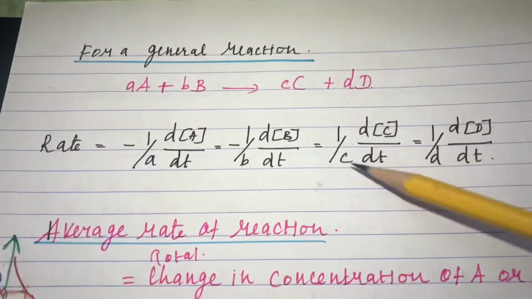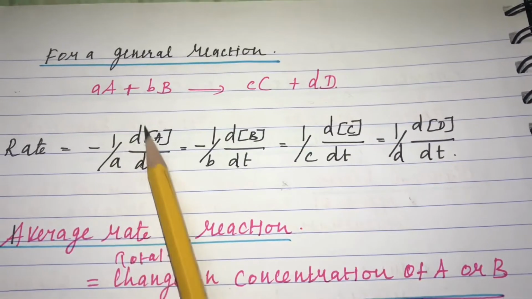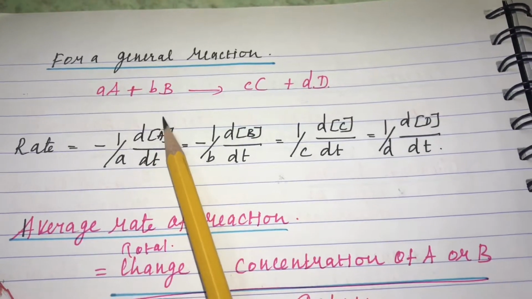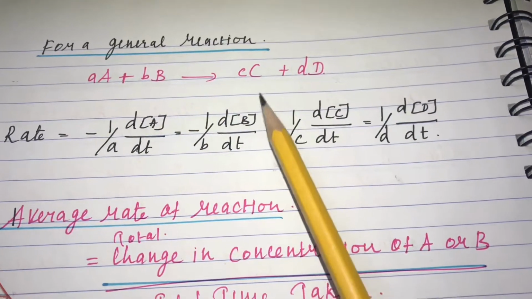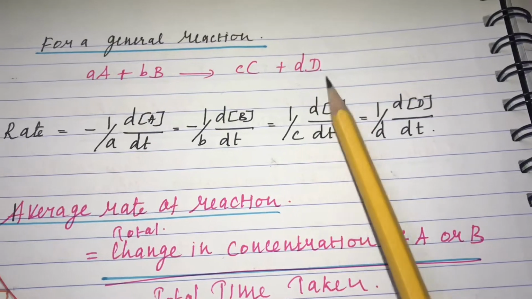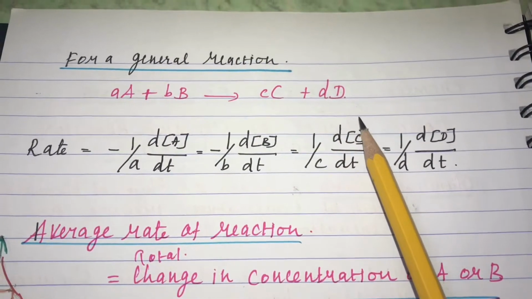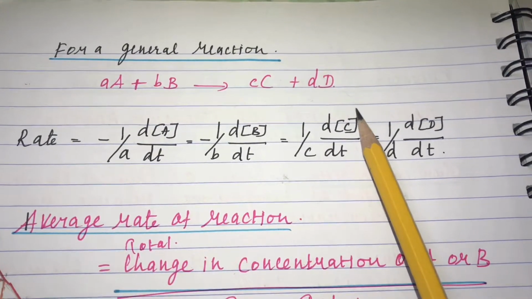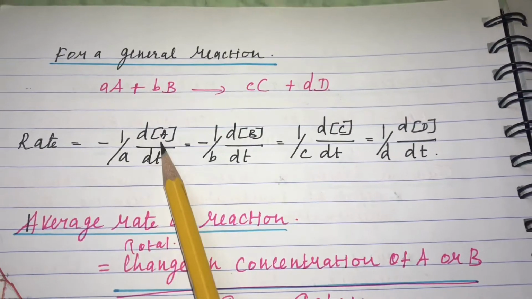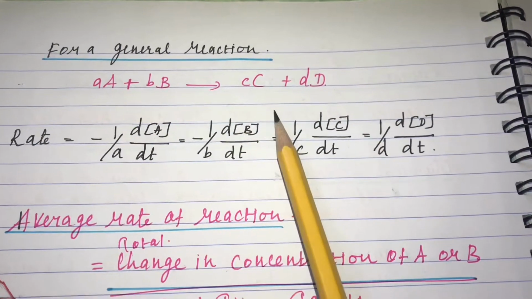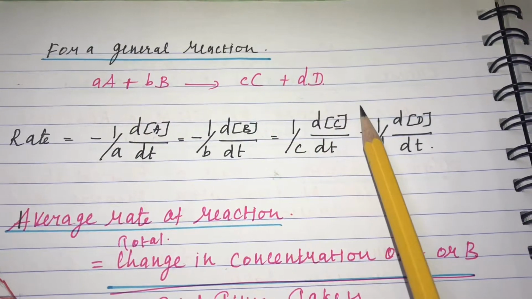Consider a general reaction. Small a moles of A reacts with b moles of B to form c moles of C and d moles of D. Here A and B are reactants and C and D are products. As the time passes, the concentration of A and B decreases with the time and the concentration of C and D increases with the time.